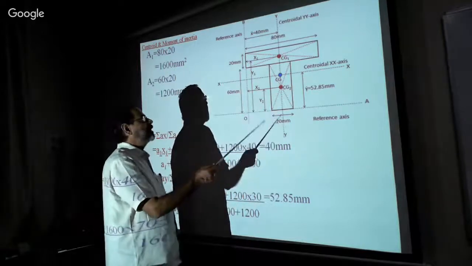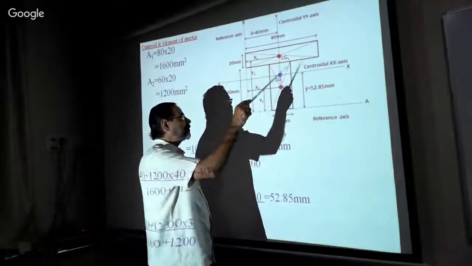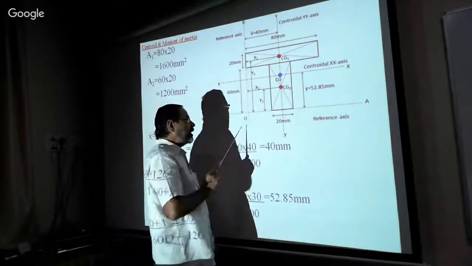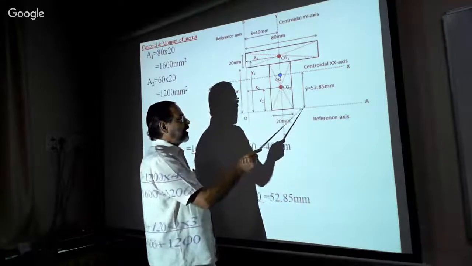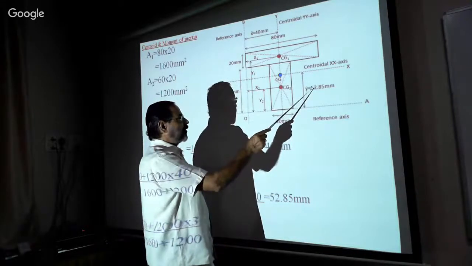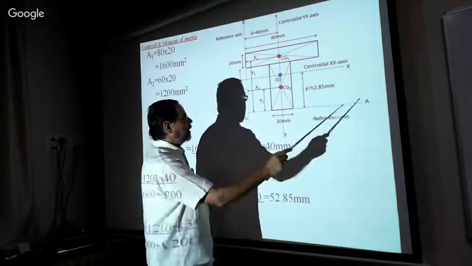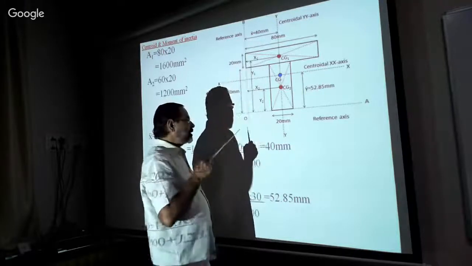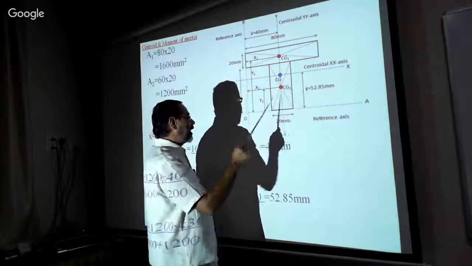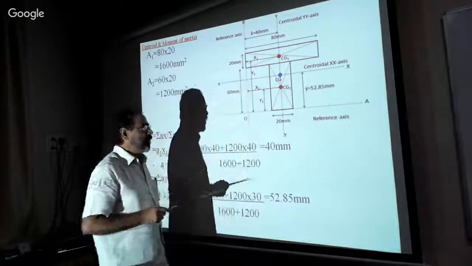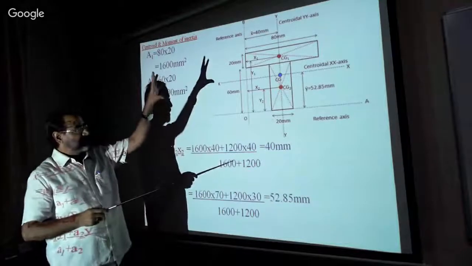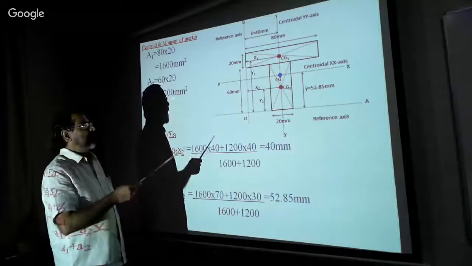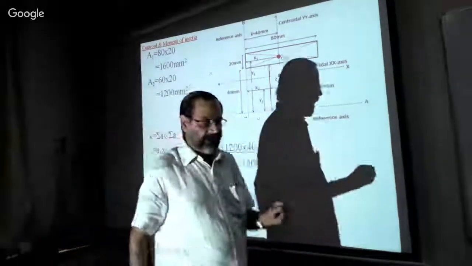Now it is understood that the centroid of the T section lies at a distance of 40 millimeter from OB, and the y bar is 52.85 millimeter from OA. The centroid is located 40 millimeter from the OB reference and 52.85 millimeter from the OA reference. This is how we say where the centroid of this T section is located. That is how we need to calculate and locate the centroid.